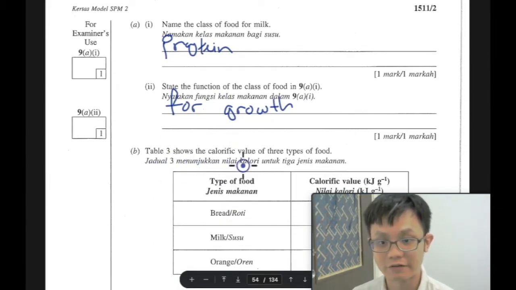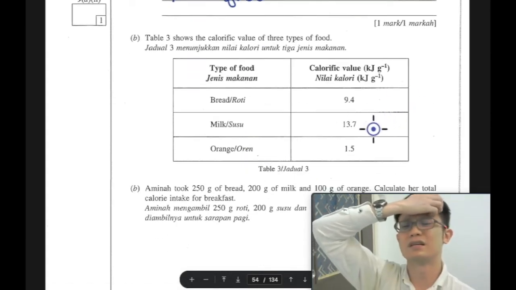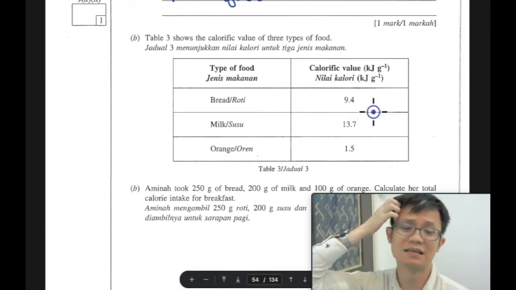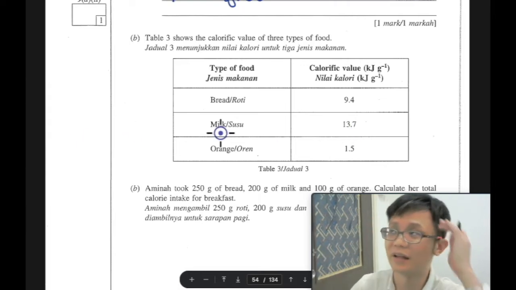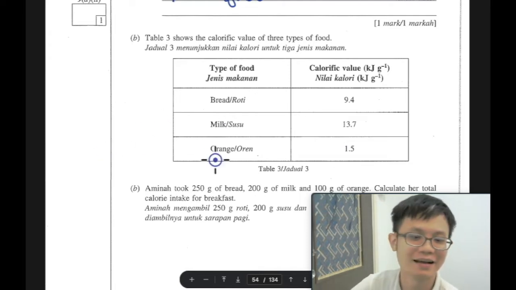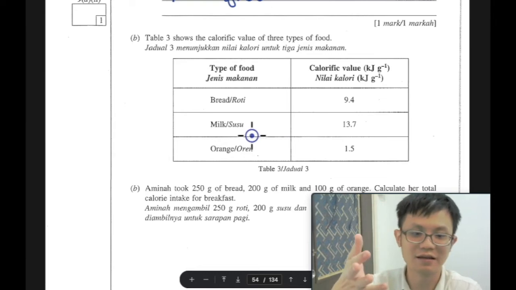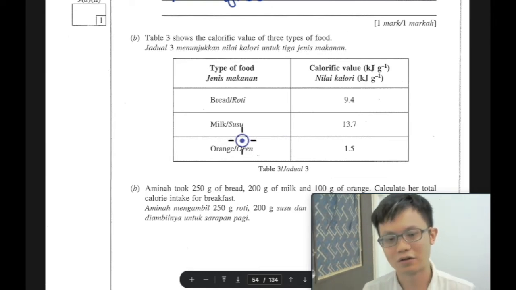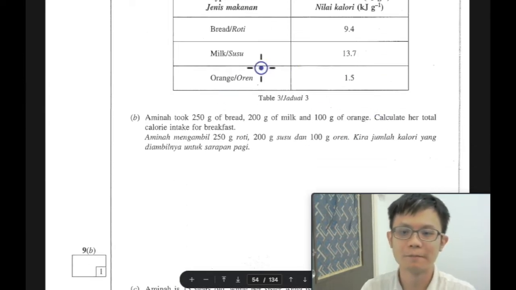Table 3 shows the calorie value of 3 foods. Bread is 9.4, milk is 13.7, orange is 1.5. So of course high calorie means there are higher chances to become fat. That's why they always put the low fat milk. But I like to drink cream milk because I'm thin. But if you are not thin, when you go to Speed Mart, you should always buy the low fat milk. There's also high fat milk.